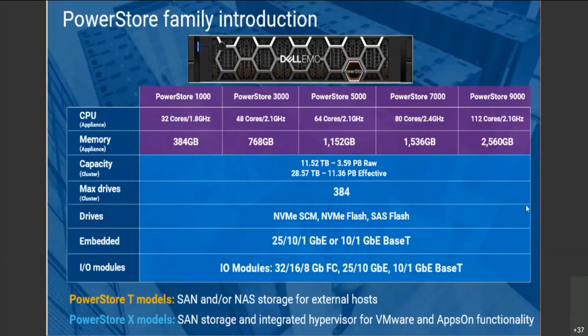PowerStore models. There's the Model T, which is down here, and that's really more designed for SAN and/or NAS storage. It's not really or, it's actually and. So you can actually have both SAN and NAS within the same infrastructure running simultaneously. And then there's the PowerStore X model, which is actually SAN storage with an integrated hypervisor for VMware and what they call apps on functionality. And I will get into that a little bit more within the next slides.